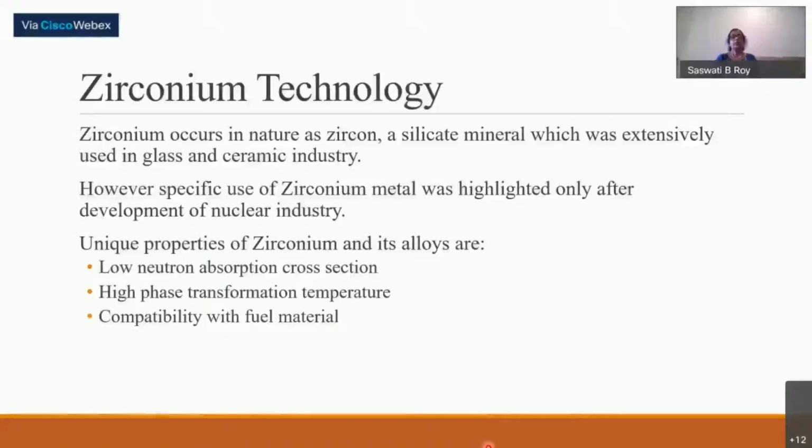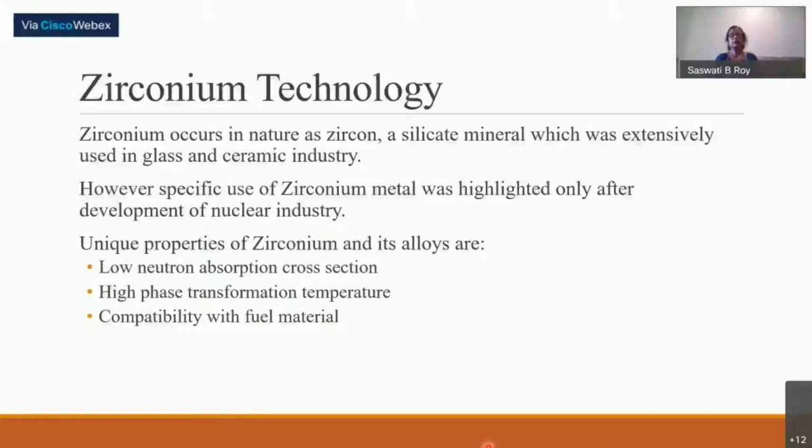Zirconium occurs in nature as zircon. Zircon sand is available in many places in India, and this is a silicate mineral which earlier used to be used, and now also it is being used, more in the glass and ceramic industry. However, the specific use of zirconium metal was highlighted only after the development of the nuclear industry.